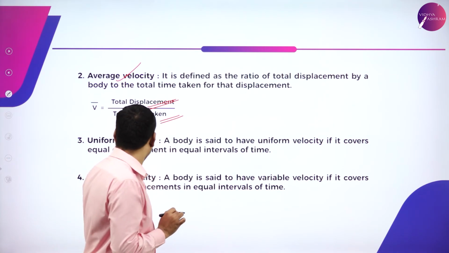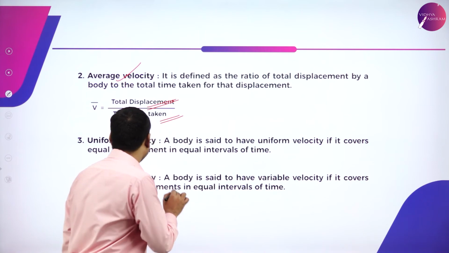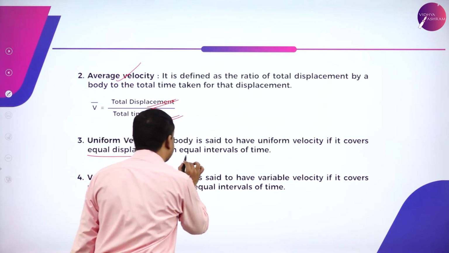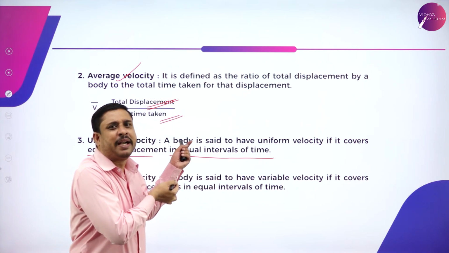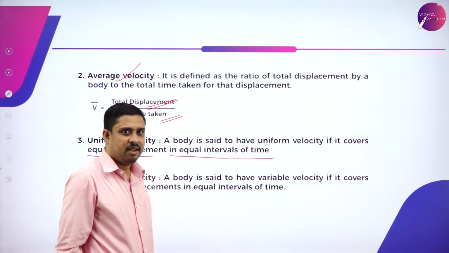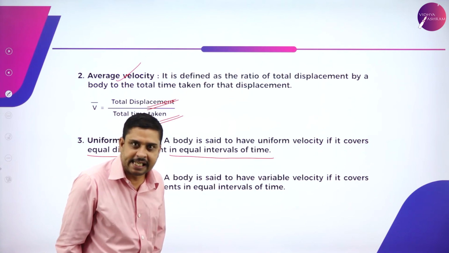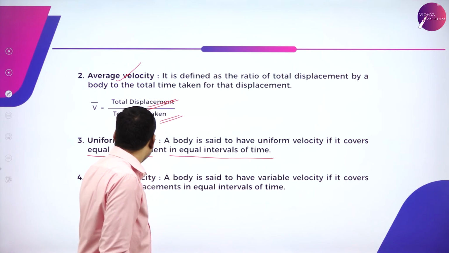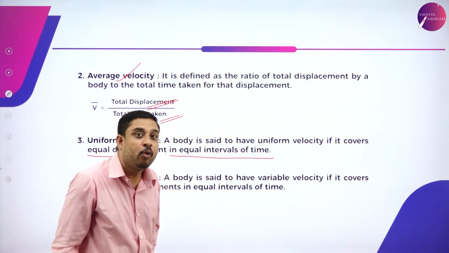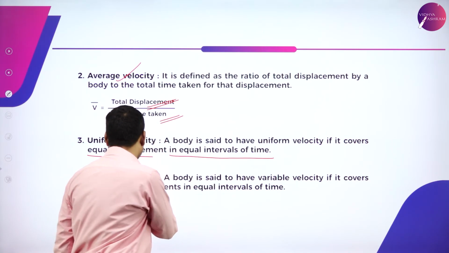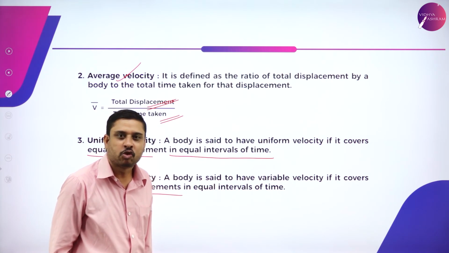When do you say uniform velocity? If the body covers equal displacement in equal intervals of time. Everything related to speed, but in terms of displacement. So we say a body has uniform velocity if it covers equal displacement in equal intervals of time. Then unequal velocity when it covers unequal displacements in equal intervals of time.